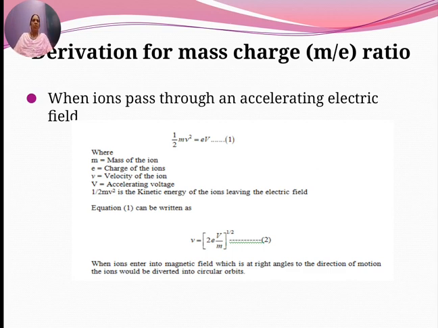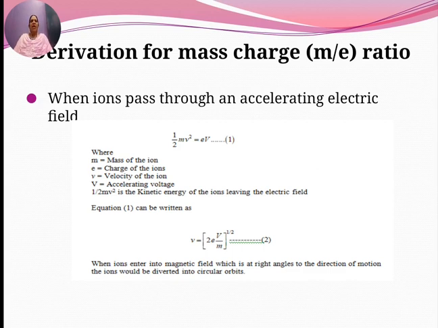So this is equation 1. This equation 1 can be rewritten as, if you find the value of small v, that is the velocity of the ion, v is equal to, from relation 1 simplified, the square root of 2eV by m. So small v is the velocity of the ion. It is represented by equation 2.